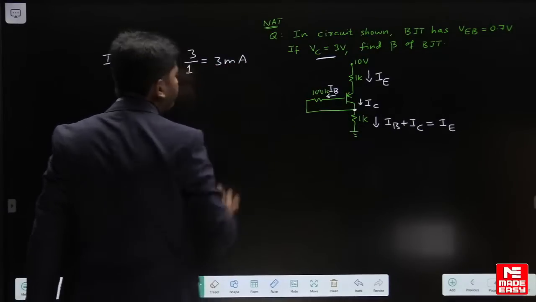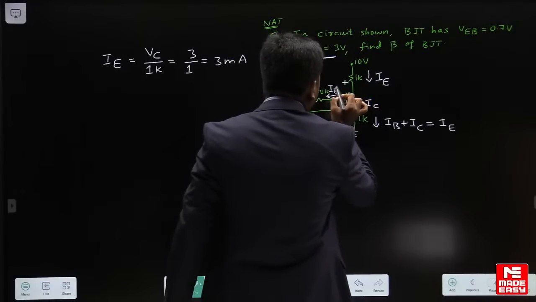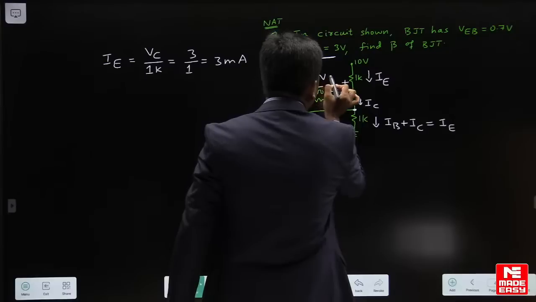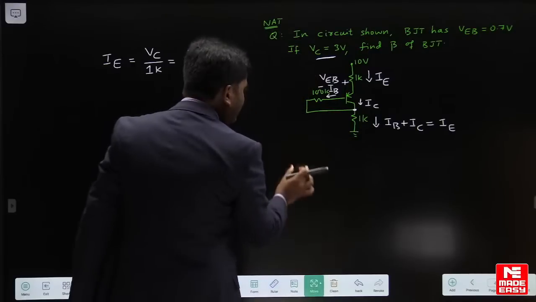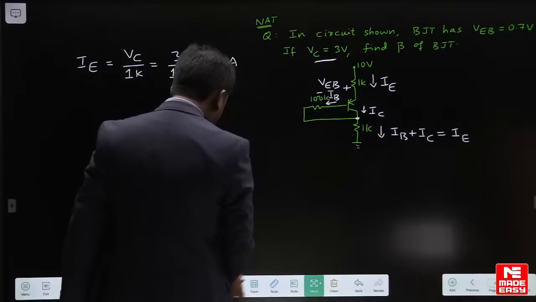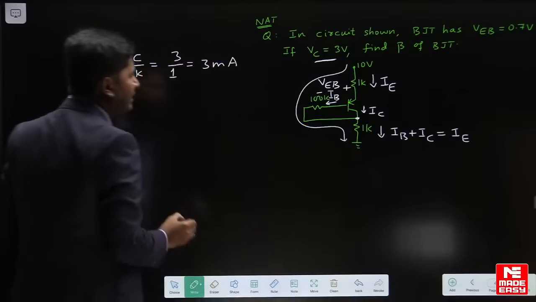3 milliampere. Then you can calculate base current through KVL. You can indicate here voltage VEB, and you can apply KVL in this loop. Just use KVL here.